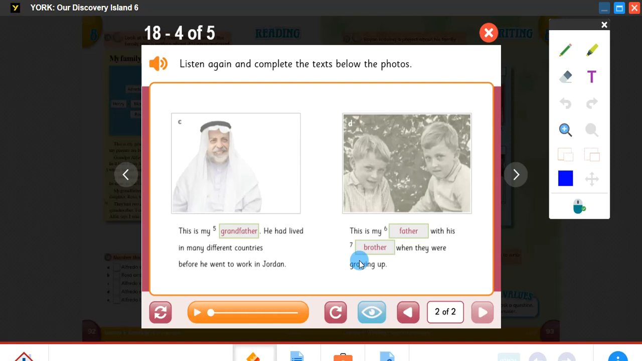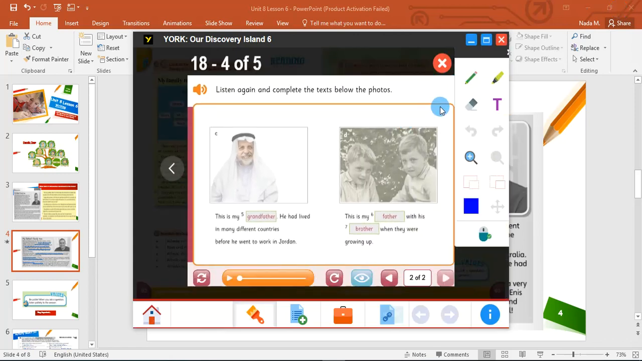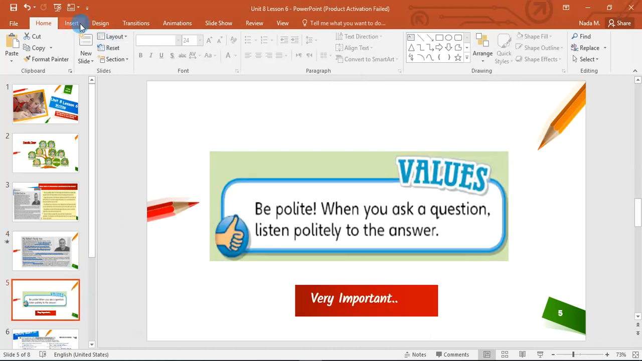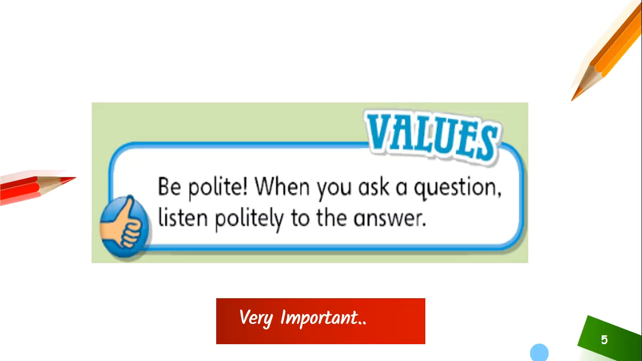Okay, so that's the activities we have in the People's Book. Let's go to the activity book. Now, what are we going to do in the activity book? We are going to make an interview. As we said, we are going to choose one person in our family and write about this person's history.